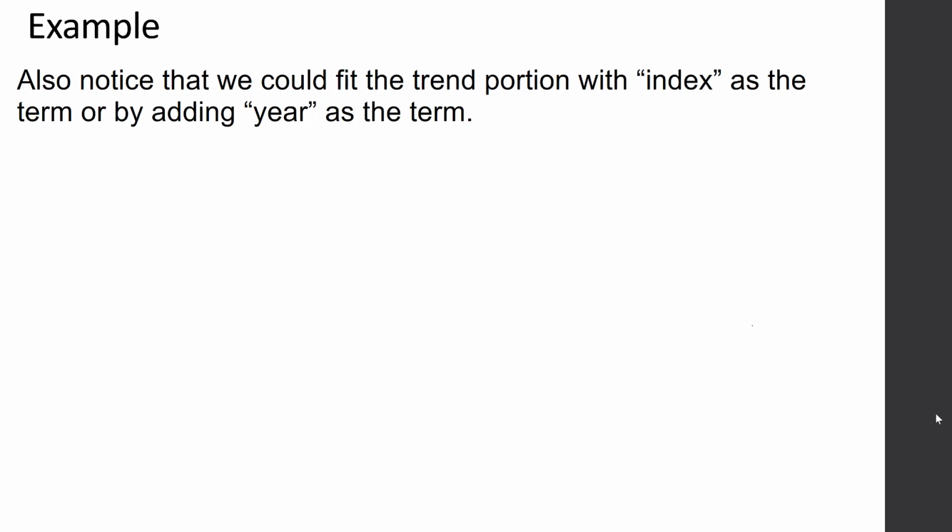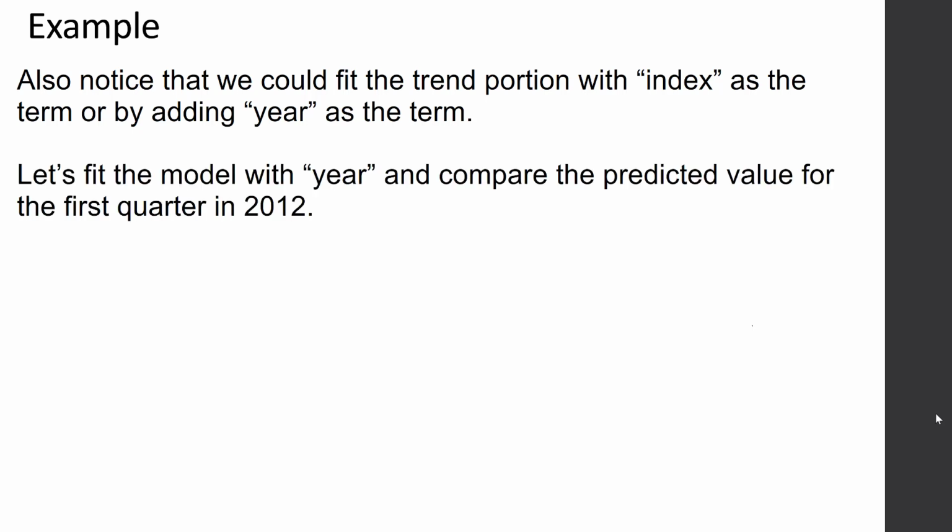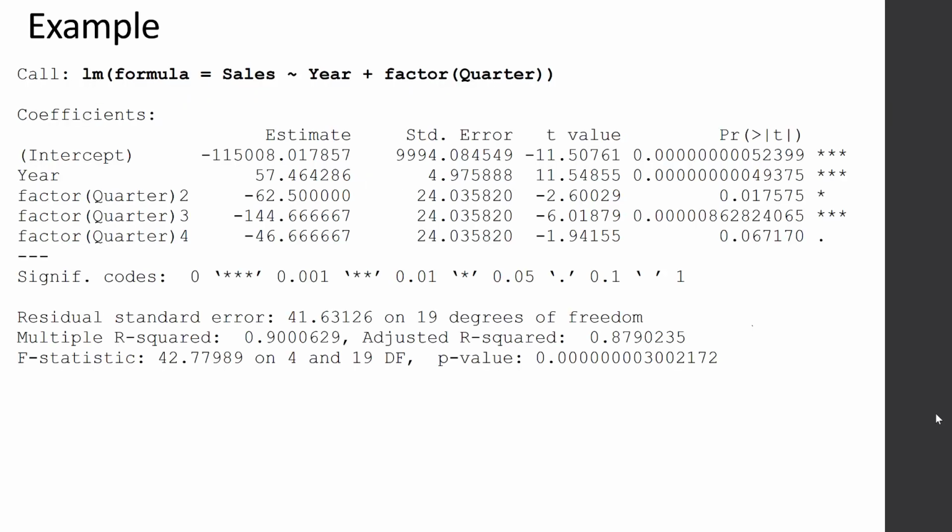All right. Now, one thing that I want you to notice is, we talked about it, but we fitted our model with index as our linear portion predictor, but we could have used year as our predictor in our case. So let me show you what happens when you do that. Let's fit the model with year and compare the predicted value for the first quarter in 2012. So I refit the same model that we just did with year instead of index, and we get our estimates. They're a little bit different than they were before, but that's okay. That's because you're going to plug in a different type of number into your model when you're making predictions.